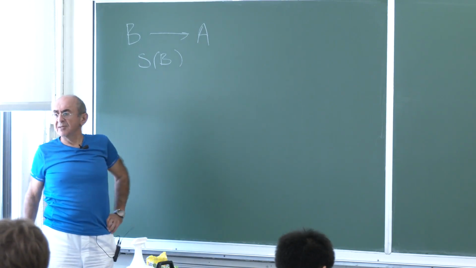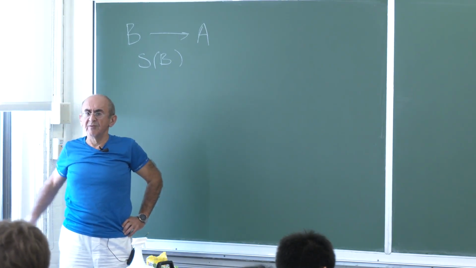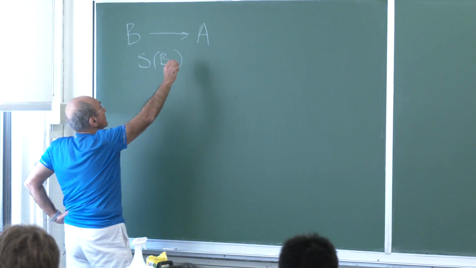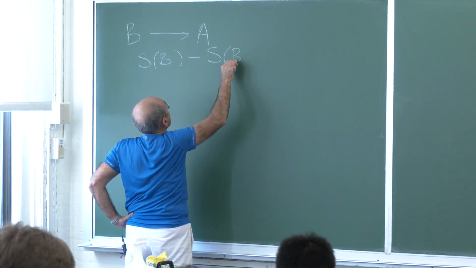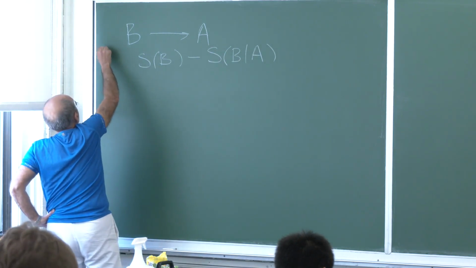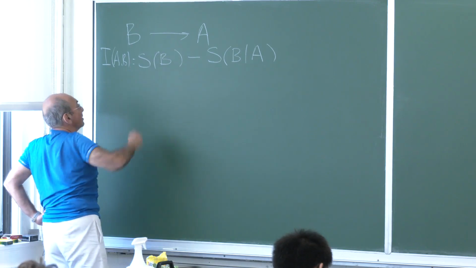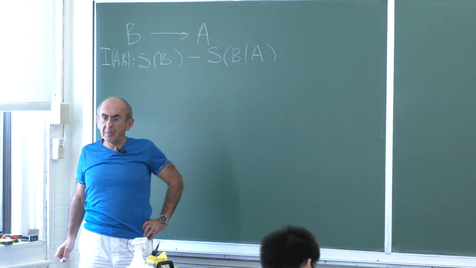Before we get measured, the uncertainty was S of B, the entropy of the distribution of all possible values of B taken with their own weights. And after the measurement, we had a conditional entropy. And that is what we call the information on average brought by this channel. And this is called mutual information.